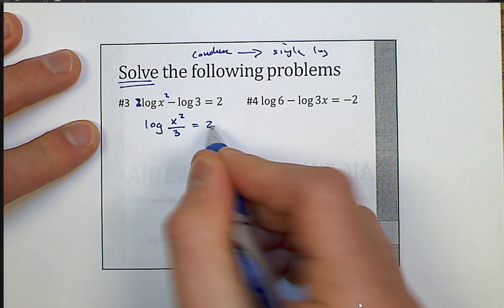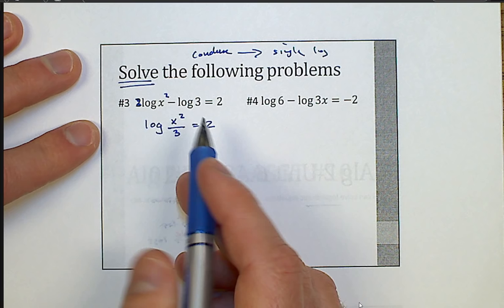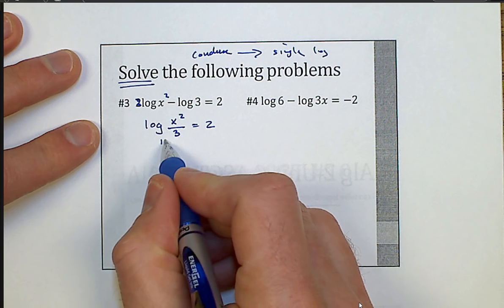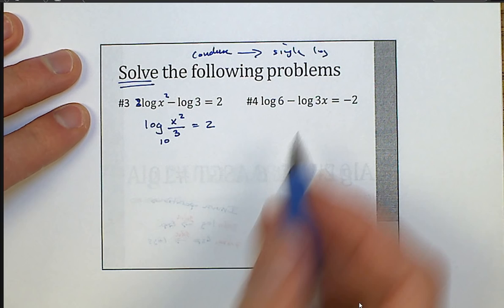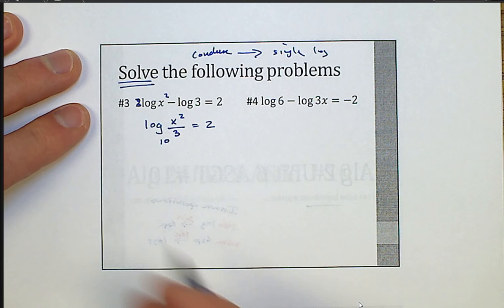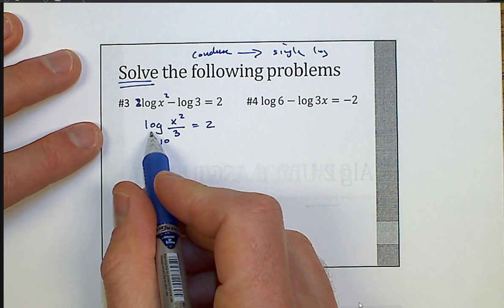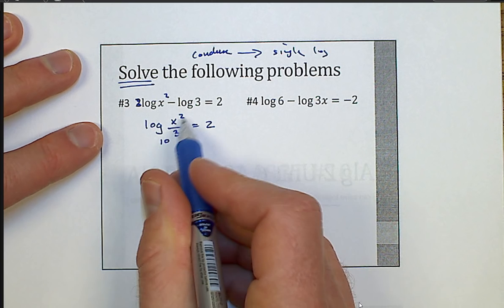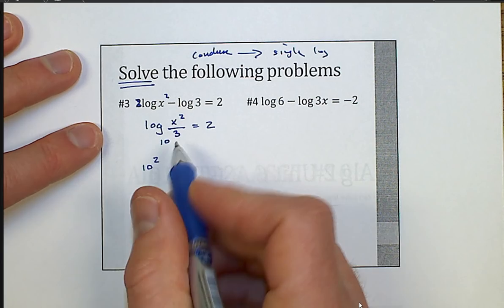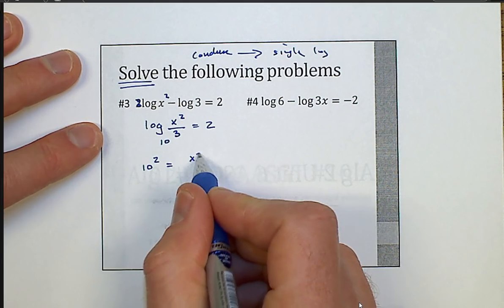Now notice again, there's no base on these logs. That's the common log, base 10. All right, and so then now I can convert this. Now it turns into a problem that we just kind of did before. So what power on 10 equals x squared over 3? That would be 2. So 10 to the second equals x squared over 3.